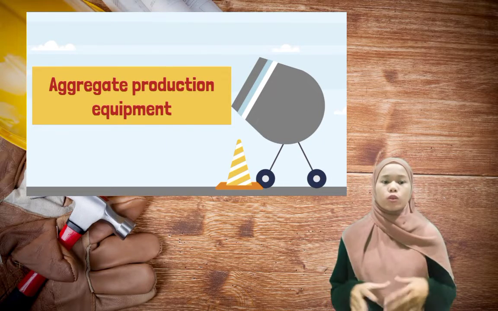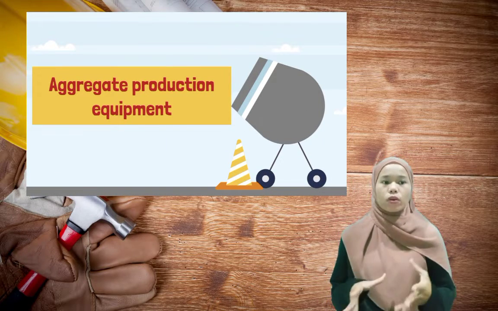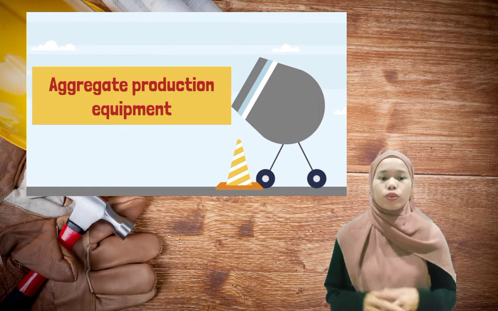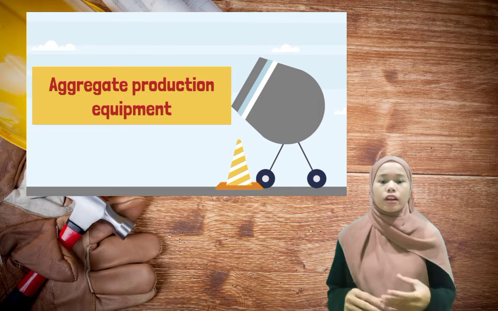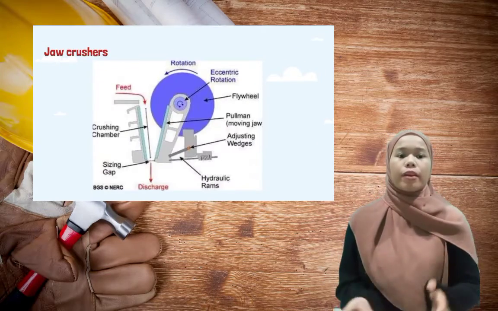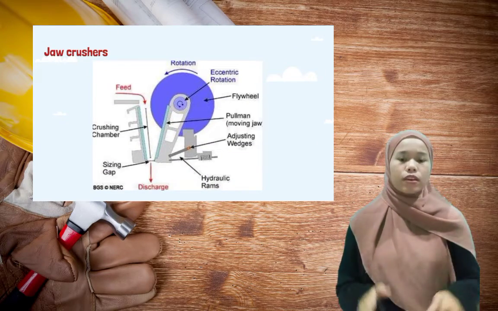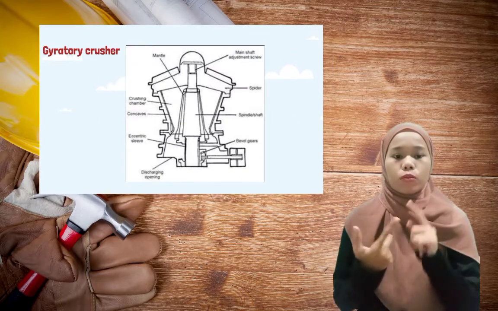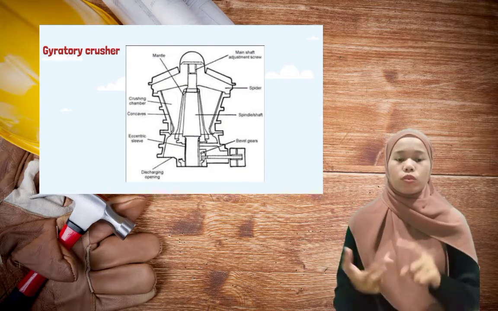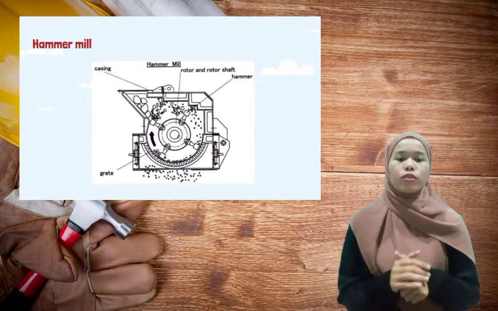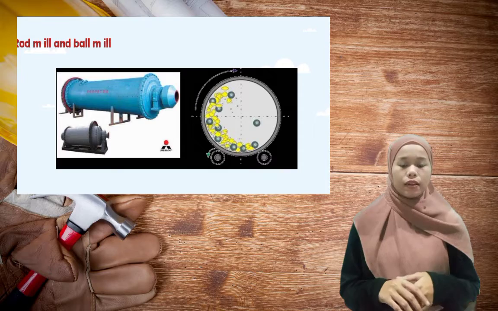Okay, next is aggregate production equipment. Crushers are used mainly to reduce the size of large stone or rock to smaller uniform size aggregate required for concrete mix. Aggregate production equipment has 6 types. First is jaw crusher, number 2 is gyratory crusher, number 3 is cone crusher, number 4 is roll crusher, number 5 is hammer mill, and number 6 is rod mill and ball mill.